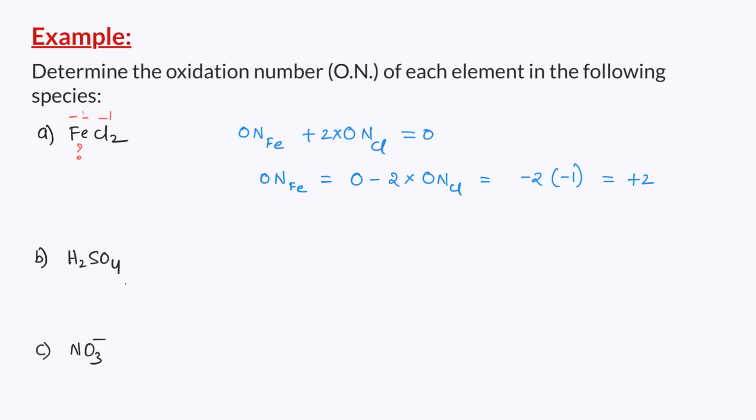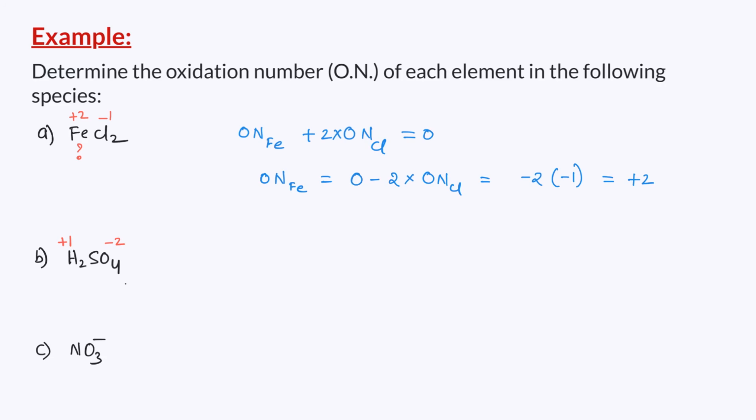Next, sulfuric acid H2SO4. Hydrogen is in combination with non-metals. Therefore, it will have an oxidation number of +1. For oxygen, it will have a -2 oxidation number unless it is a peroxide or when oxygen is bonded with fluorine. Sulfuric acid is not a peroxide and there is no fluorine atom in it. Therefore, each oxygen in sulfuric acid has an oxidation number of -2.